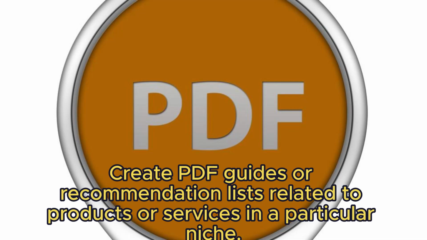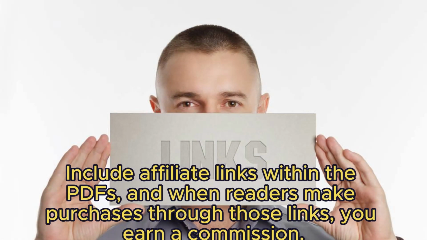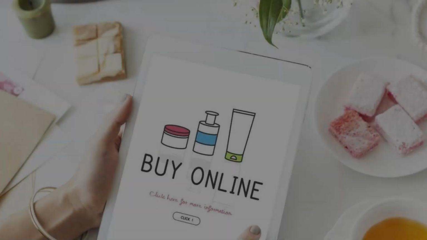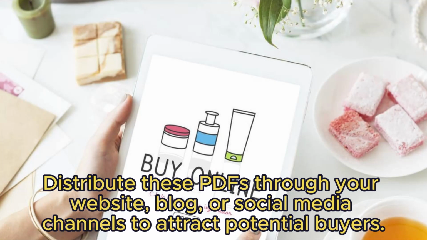5. Affiliate marketing. Create PDF guides or recommendation lists related to products or services in a particular niche. Include affiliate links within the PDFs, and when readers make purchases through those links, you earn a commission. Distribute these PDFs through your website, blog, or social media channels to attract potential buyers.